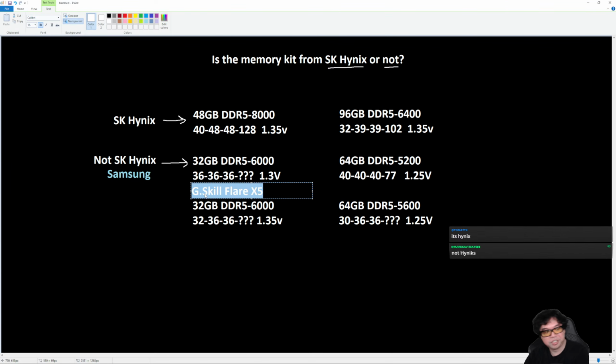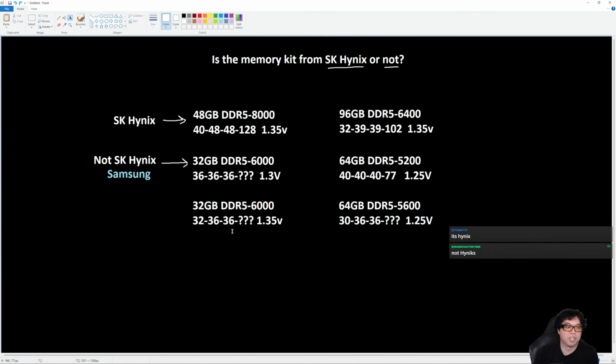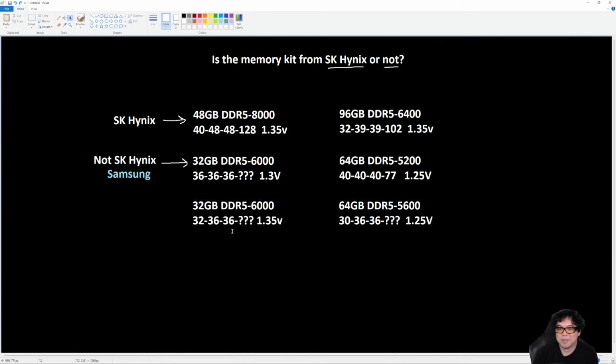So which one do you guys think makes this G-Skill Flare X5? 32 gigabytes DDR5 6000, CL32-36-36, 1.35 volts. Oh man, there's a lot of different answers on this one.